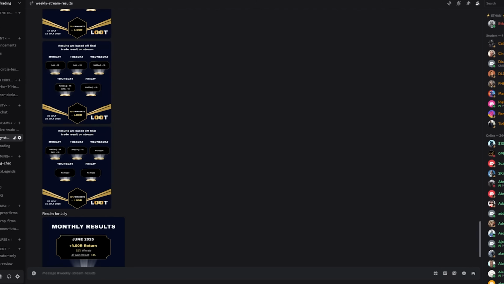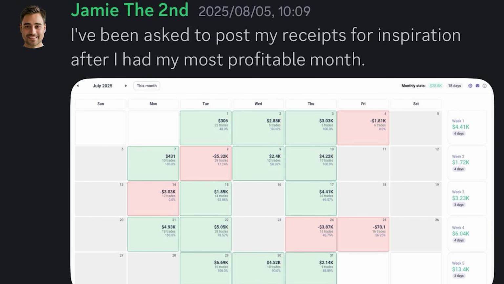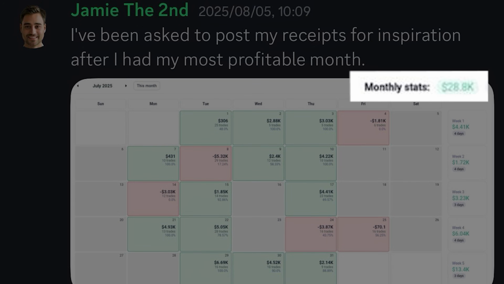And this isn't just hypothetical money that we're talking about here. We have real students that make real money with this trading strategy. We just mentored Jamie one-on-one, and he went on to make over $28,000 this last month trading prop firms and our trading strategy on real funded prop firm accounts.